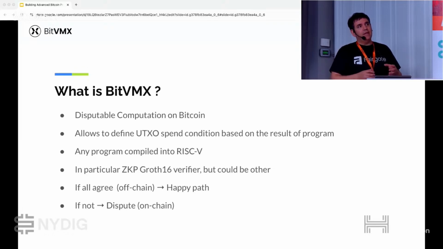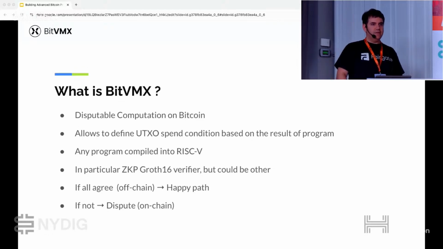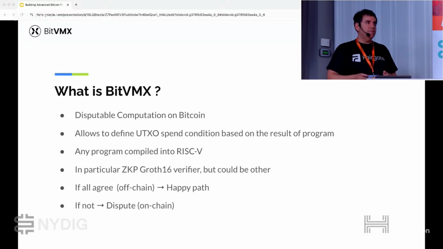BitVMX is a little different from the other versions of BitVM. It's not like BitVM 1, 2, or 3. It's a completely different implementation that is based on a RISC-V emulator. The idea is that instead of the verification being executed directly on chain with a Groth16 verifier, we are running a program that can verify any type of verification that we decide. In particular, we are using Groth16, but this is just because it reduces the size of the inputs of the programs that we want to verify, and that's the reason it was chosen.